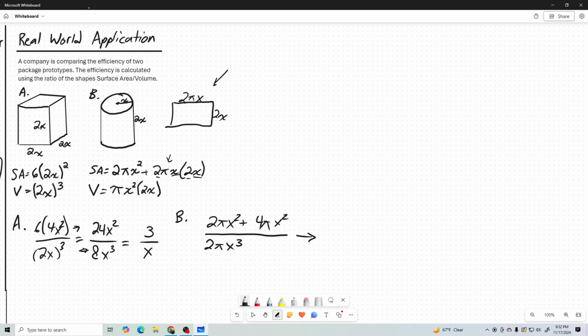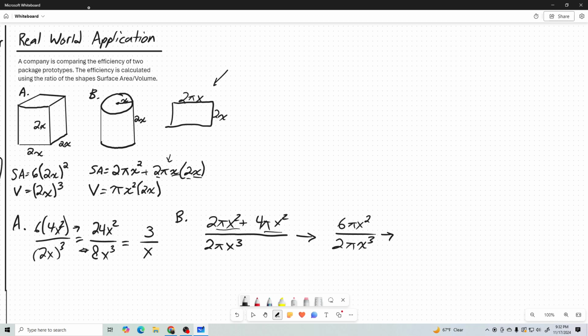Like, these are the same exact thing. Pi x squared, pi x squared. So this is actually just 6 pi x squared over 2 pi x cubed. All right, same thing as before. Let's just eliminate what we can from top and bottom.